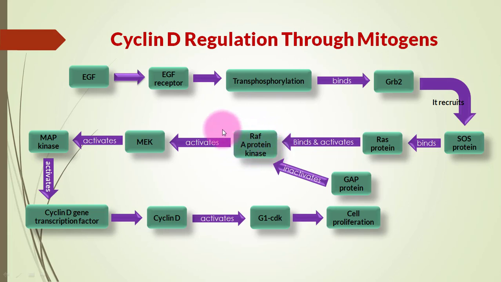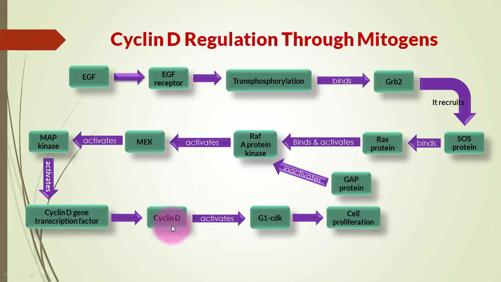RAF protein kinase will transfer a phosphate to MEK protein, activating it, and this MEK protein will in turn activate a MAP kinase protein, which is a mitogen activated protein kinase. And this MAP kinase will then activate a cyclin D gene transcription factor. So this will activate a transcription factor for cyclin D gene. So activation of a cyclin D gene transcription factor will lead to the production of cyclin D.